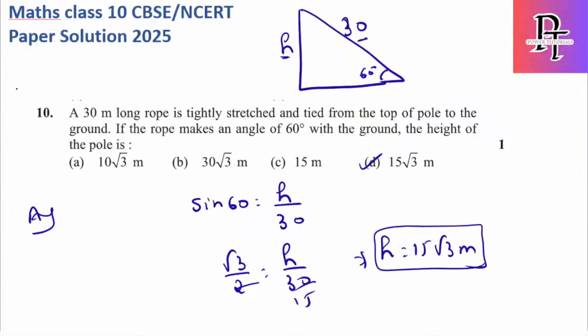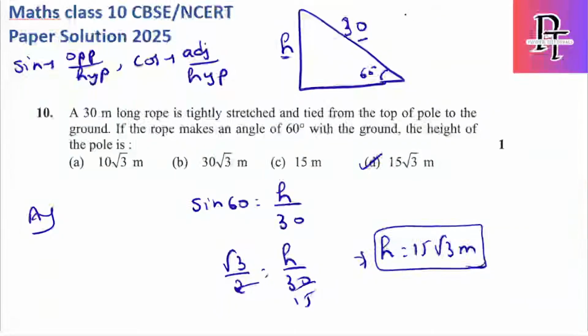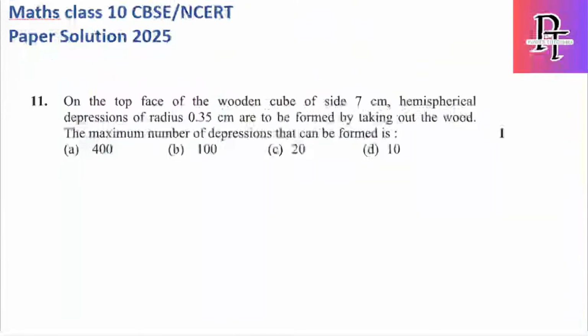Okay, so for revision I will just write all the others. Sin is opposite by hypotenuse. What about cos? Cos is adjacent by hypotenuse. I will write tan as well. Tan is opposite by adjacent side. I hope you already know the other three, because cosecant is the reciprocal of sin, secant is the reciprocal of cos, and cot is the reciprocal of tan. Okay, next move to the 11th one.